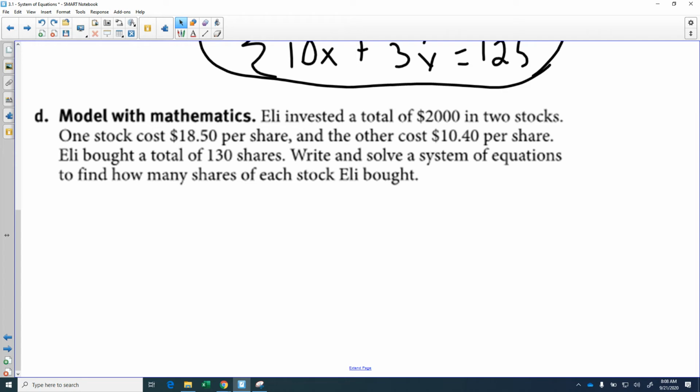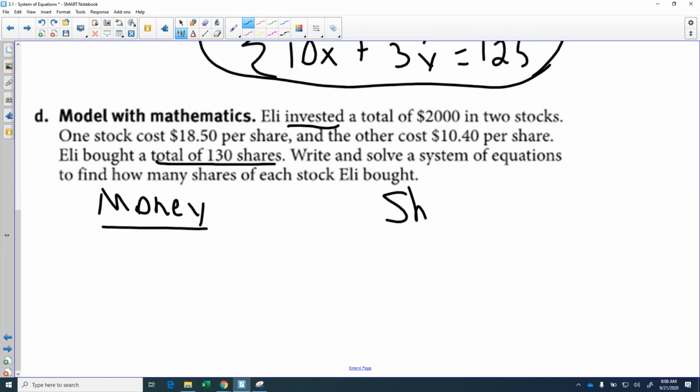Okay. So let's try to think about how we could create this one. So I see two very specific groupings here. In the first one, we had two different packages. We have package one, package two. In this one, we're going to have how much he invested. So we have the money and the total amount of shares. Okay. So we have the money and the shares.